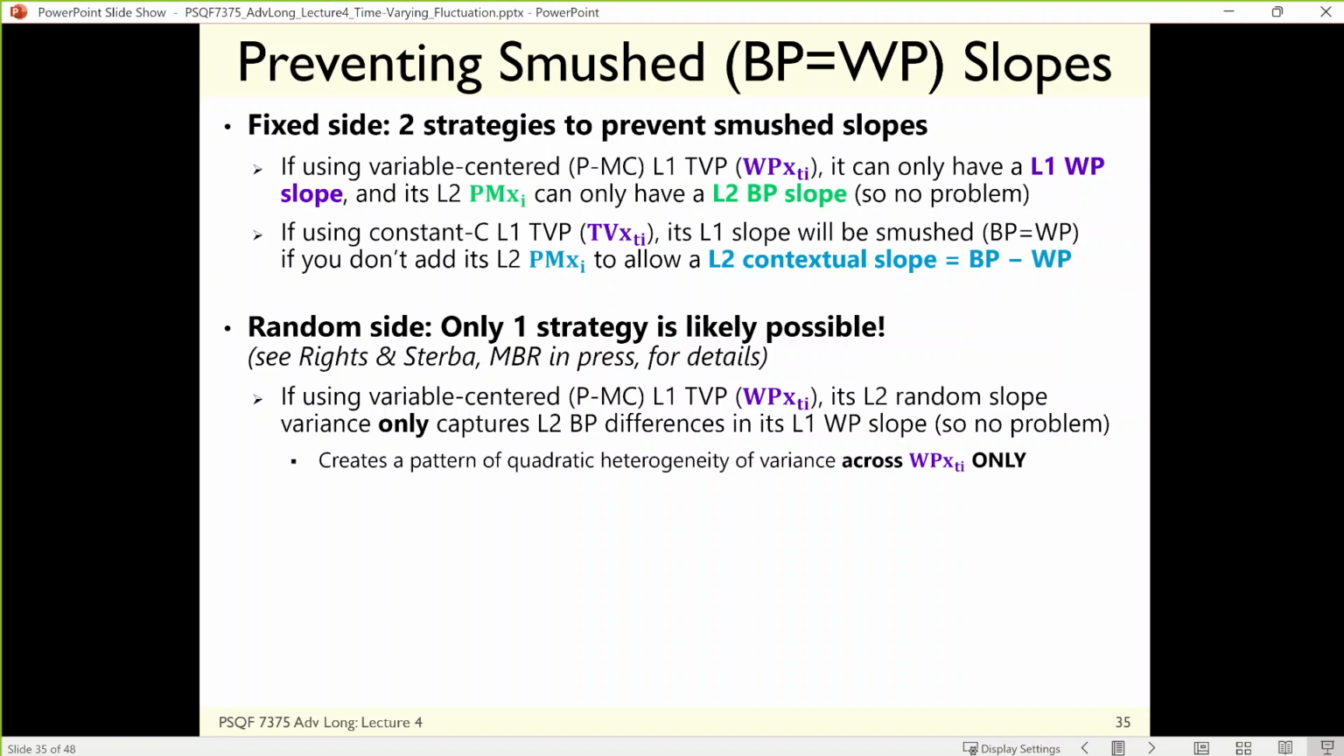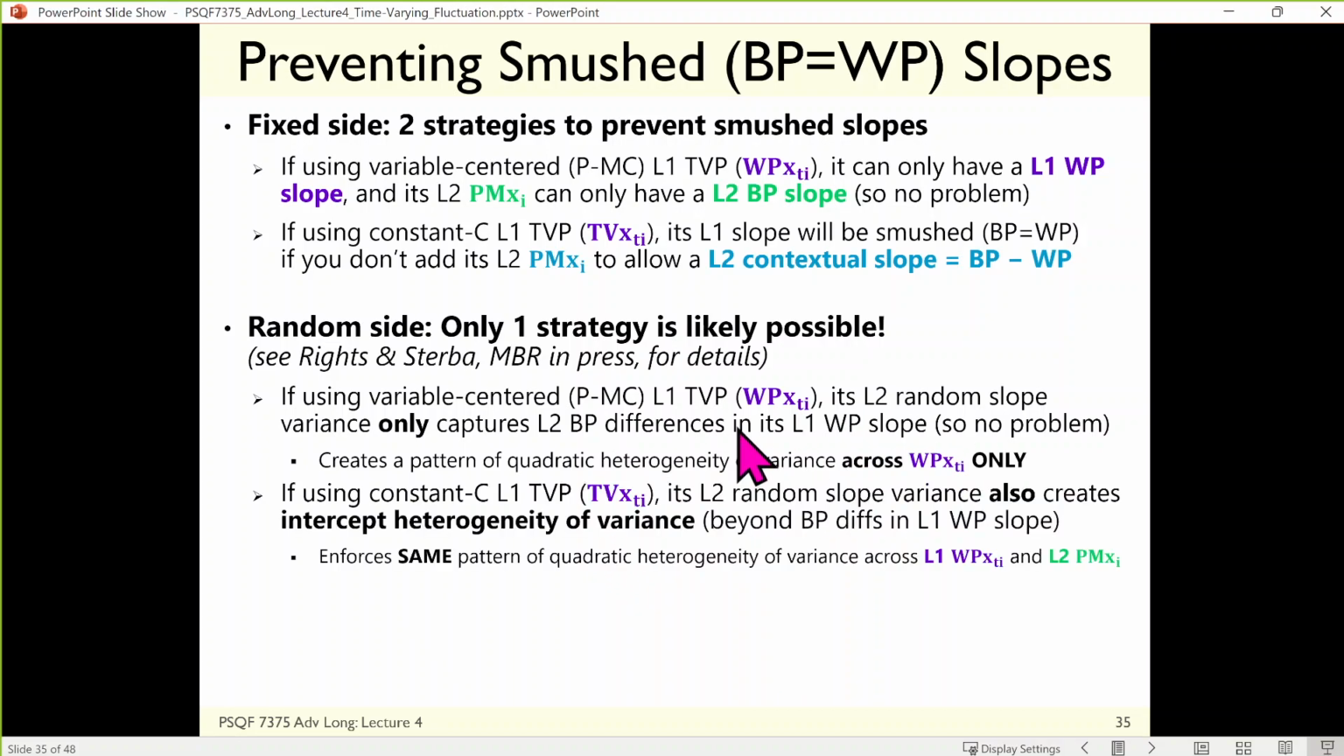I'm saying people need their own effect of more than usual, and that then creates heterogeneity of variance in the same quadratic pattern as what we had for time. So now there would be heterogeneity of variance across within person stress in the same quadratic pattern. Different slopes spread people out. So that much is not a problem. That's a consequence of adding a random slope.